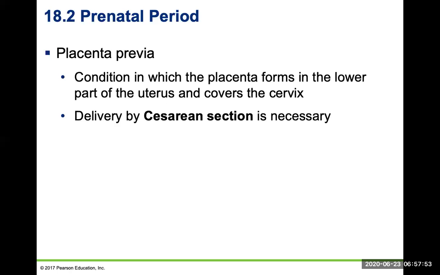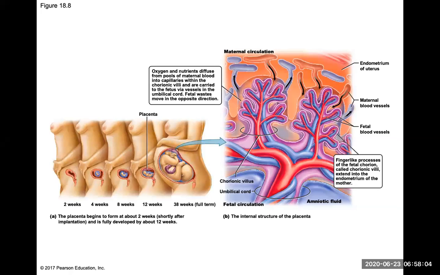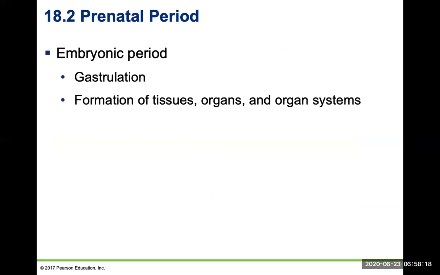Placenta previa is a condition in which the placenta forms in the lower part of the uterus and covers the cervix. This can be dangerous, and usually delivery by C-section is necessary. So this is a look at the placenta beginning to form and the internal structure of the placenta, with these chorionic villi structures, which allow for the nutrient and gas exchange to occur between mother and baby.